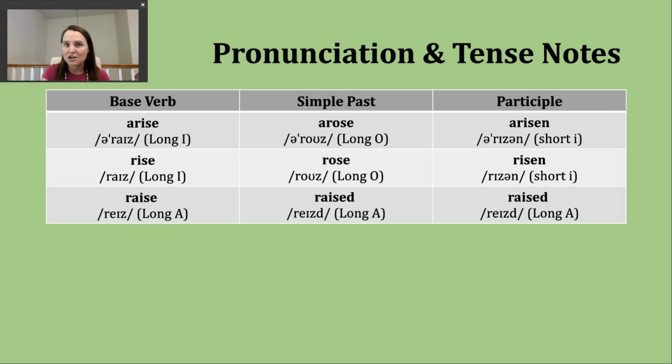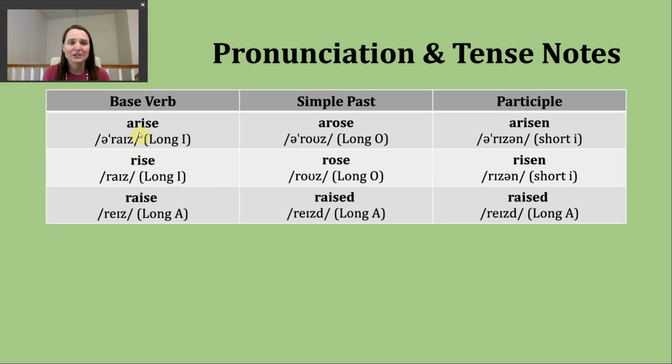So let's begin our discussion by talking a little bit about pronunciation and our different tenses. So you'll notice I've got a chart here with our base verb, the simple past tense, and the past participle forms of these verbs. And if you watched this week's earlier videos, then you know arise and rise are both irregular verbs. Raise is a regular verb. Okay, so let's take a look, and I've made some pronunciation notes.